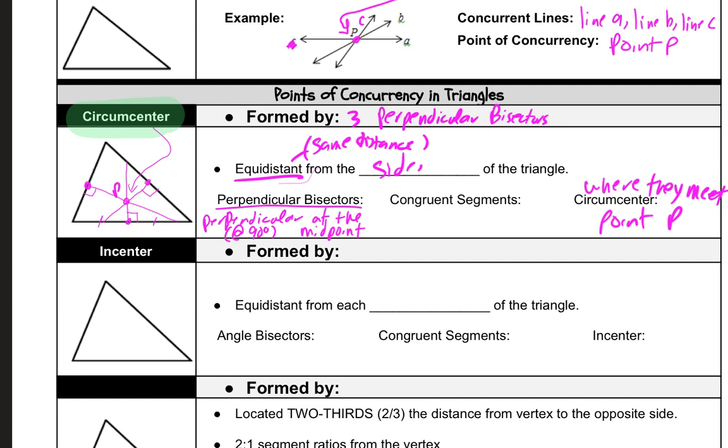Okay, all right, so that's our first one. The circumcenter is formed by three perpendicular bisectors. All right, next one we're going to talk about is the incenter. An incenter is formed by three angle bisectors. So this one we talked about last time as well.